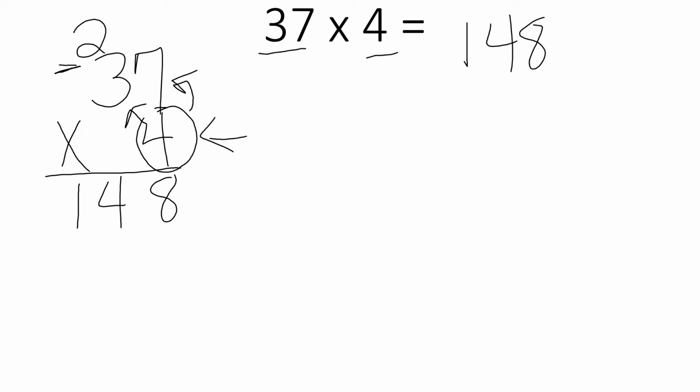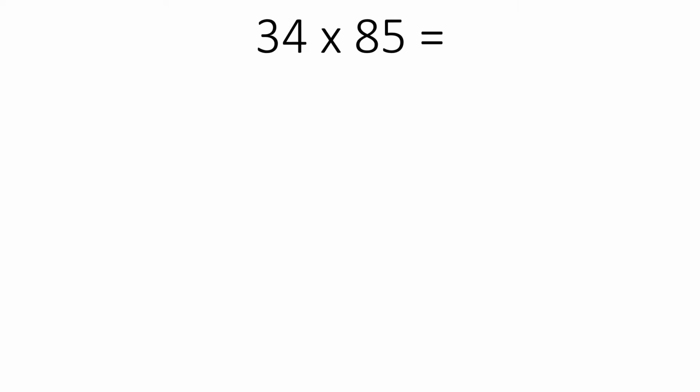Let's look at the next one. Again, feel free to pause this video and work as you would like as you get used to it, and then press play to check your answers. So my next problem, 34 times 85. I keep my first factor. These factors have the same amount of digits, so therefore it doesn't matter which one that you put in expanded form.